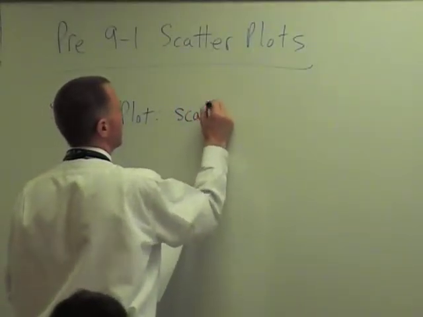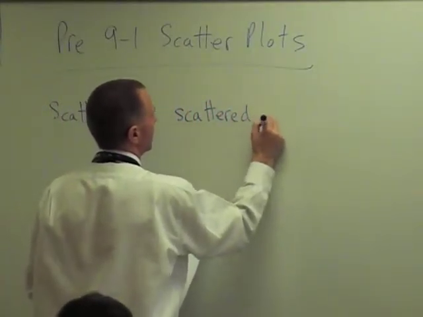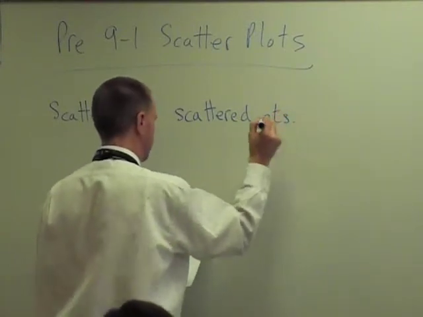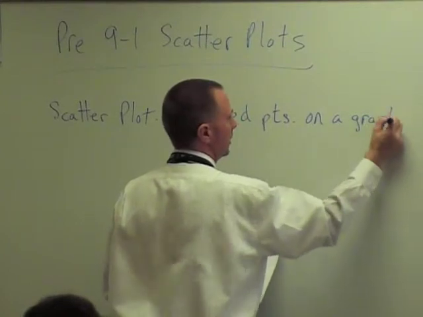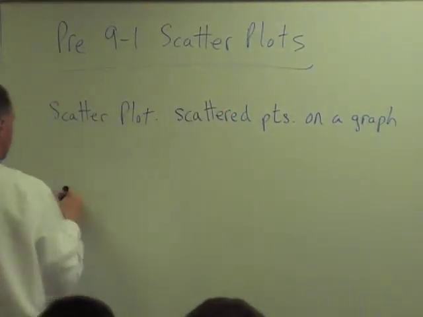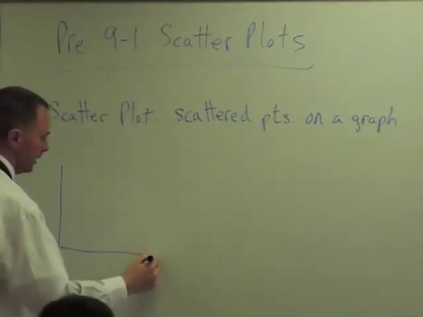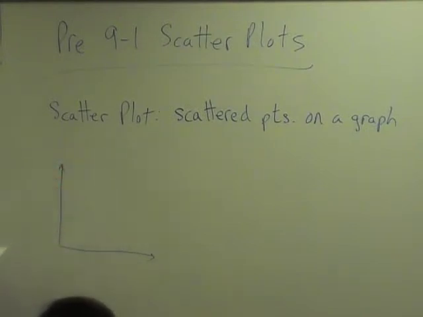Scattered points on a graph. That's a simple way of putting it. So here's 3 different graphs. We're going to look at the first quadrant.